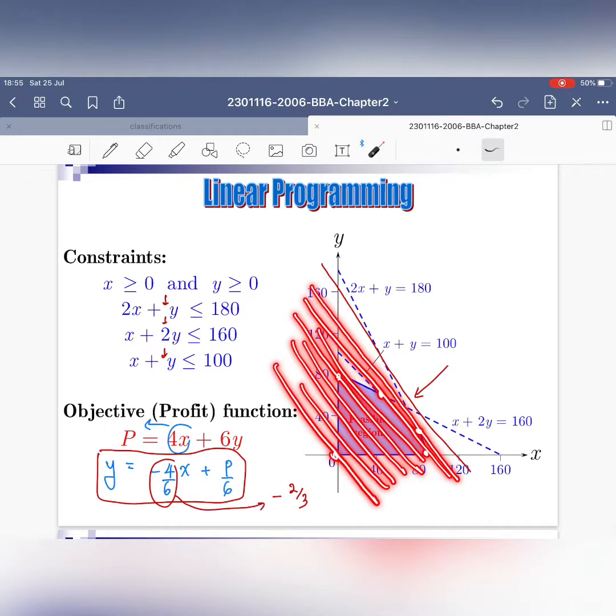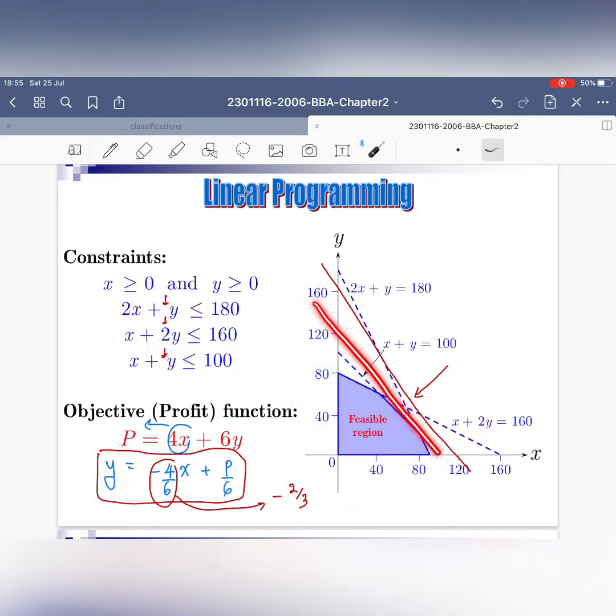However, as you move down, what happens? Your p over 6 will be less and less, because your p over 6 is the y-intercept, right? So you need to find the first one that contacts your feasible region. It is the highest y-intercept that you can think of, so it will give you the maximum profit. You know what I say?